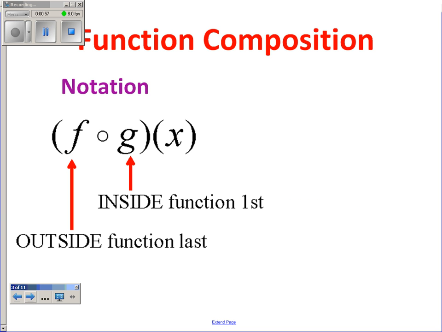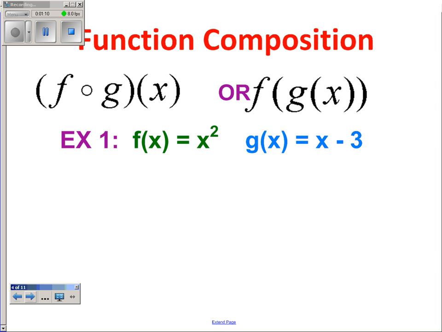Now, when we work with composition, we want to work inside out. Unlike how we've been doing in math, where we read left to right, here we're going to go inside out. So let's look at the first example. We have f composed of g of x, or f of g of x. These two things mean the same thing.